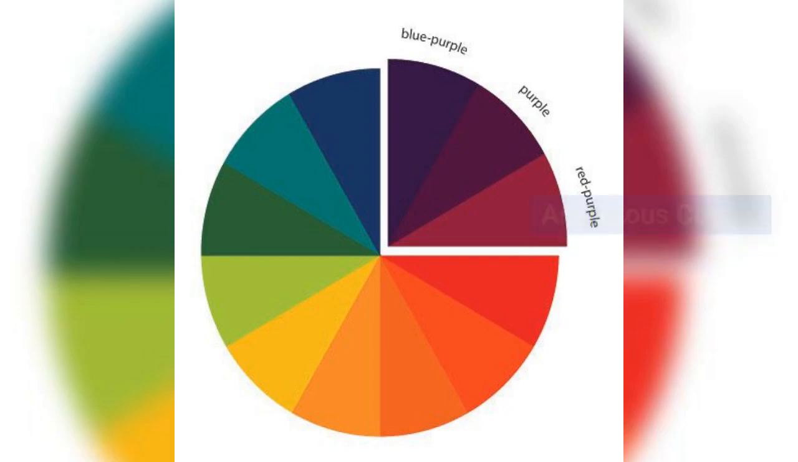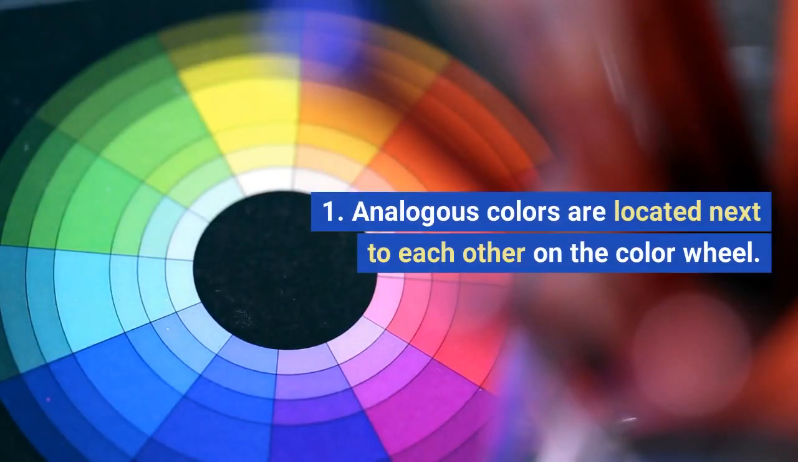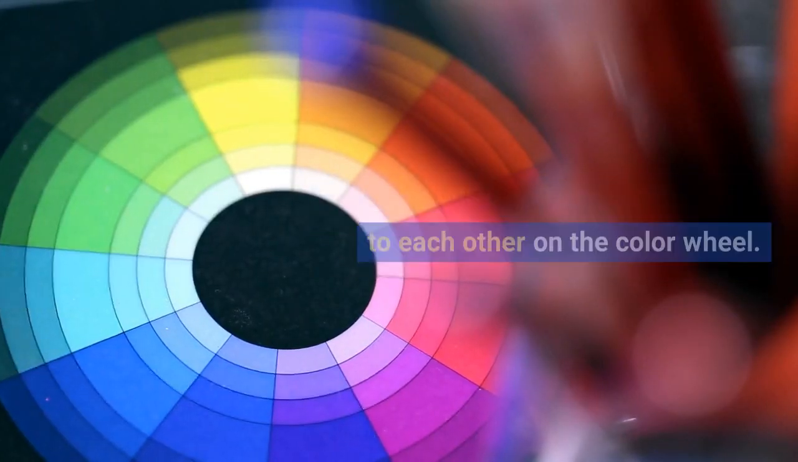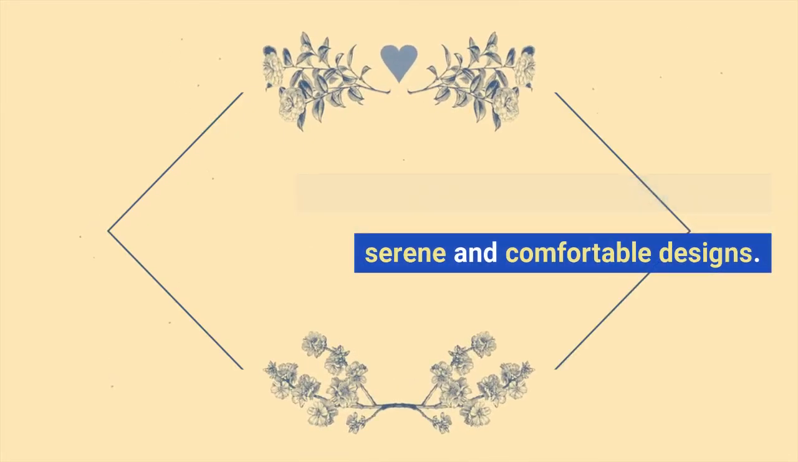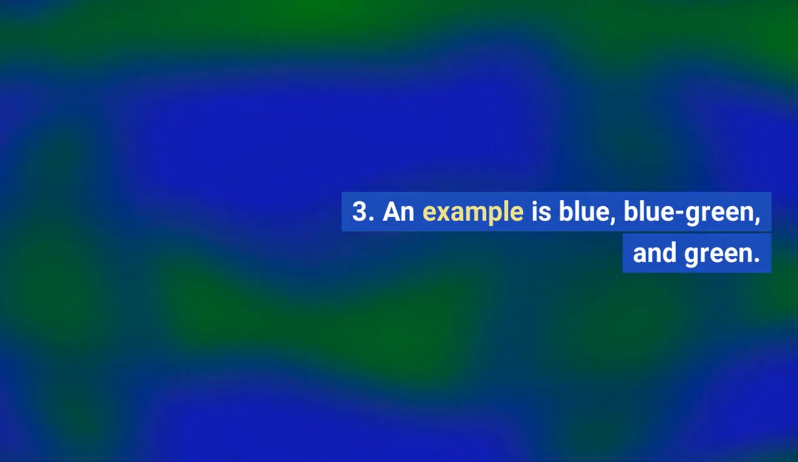Analogous colors. 1. Analogous colors are located next to each other on the color wheel. 2. They usually match well and create serene and comfortable designs. 3. An example is blue, blue-green, and green.